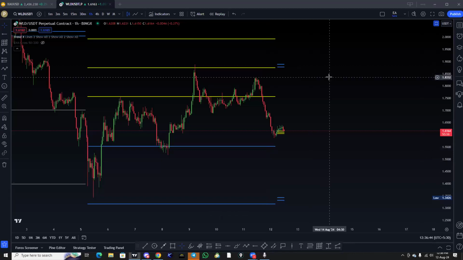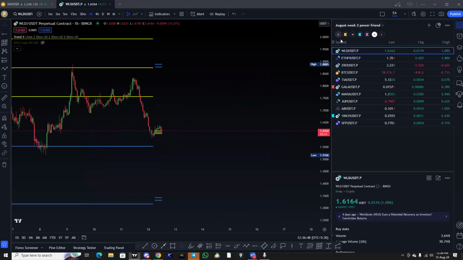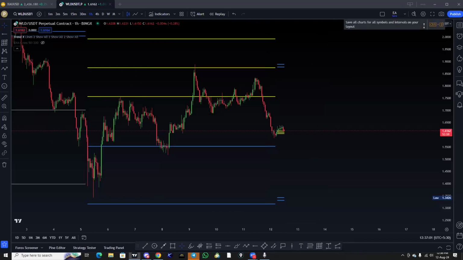So first, in the morning, the power friend selected these tokens, right? The same chart I took, and we'll try to see which will be the best here. And I already posted in Discord. You can check there. If you are new, please go to Discord and I'll show you guys.